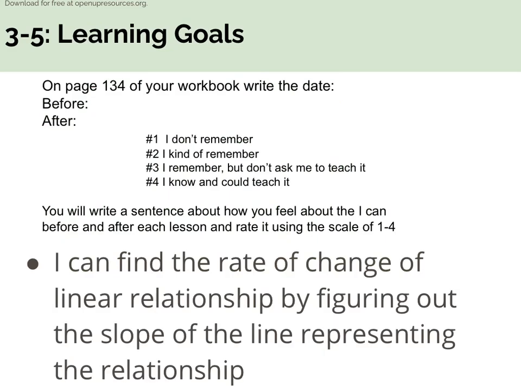All right, go ahead and go back to page 135. Give yourself a sentence about today. I can find the rate of change of a linear relationship, so that's a line that does not go through 0, 0, by figuring out the slope, slope triangles, of the line representing the relationship. Go ahead and give yourself a sentence and a number.